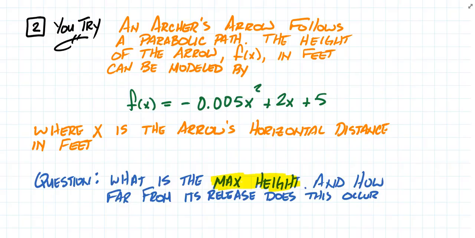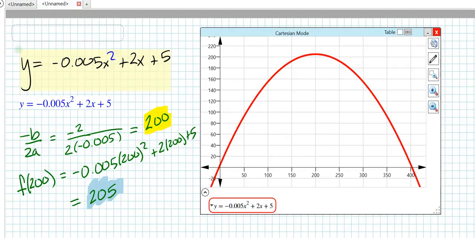So you guys, this is the exact same setup as box number 1 with the football, except now we're shooting arrows instead. Here's the question. What is the maximum height, and how far from its release does this occur? Okay, hopefully you got the right answer.